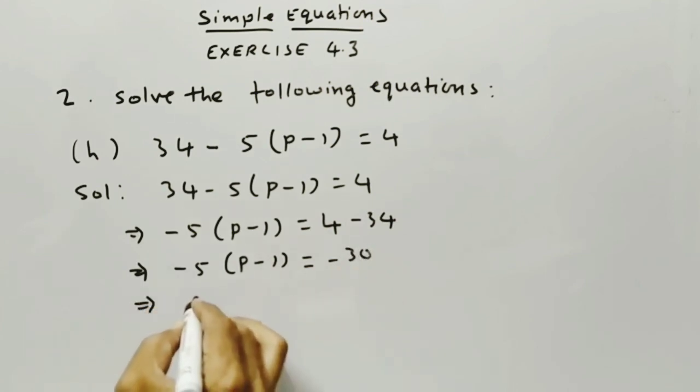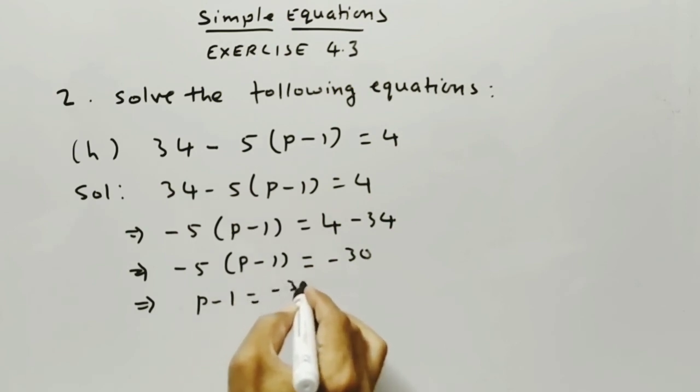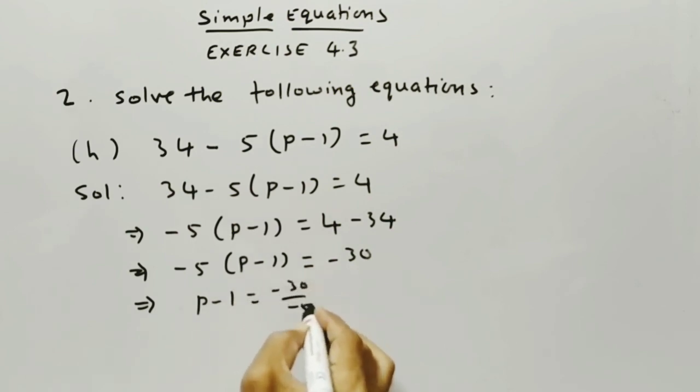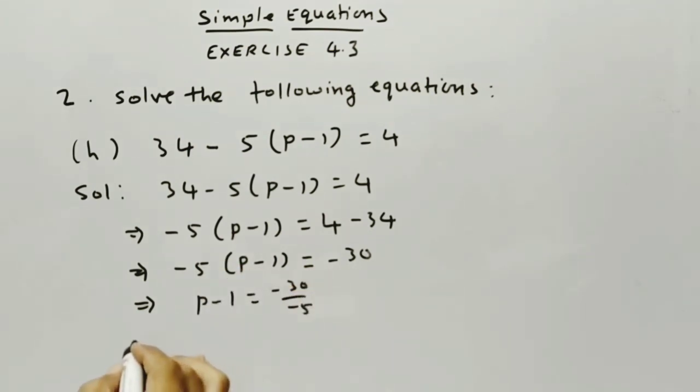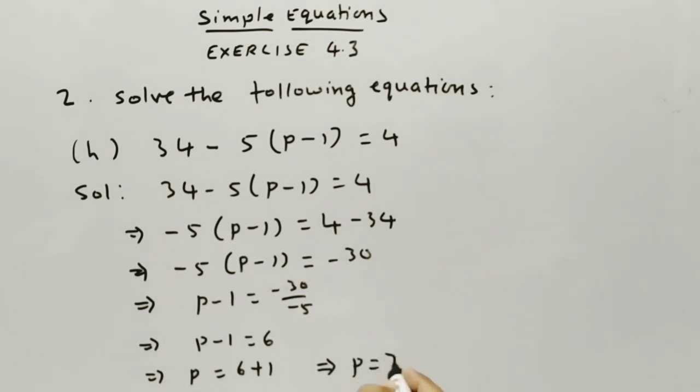This implies P minus 1 is equal to minus 30 divided by minus 5. This implies P minus 1 is equal to 6. This implies P is equal to 6 plus 1. This implies P is equal to 7 is the solution of the equation.